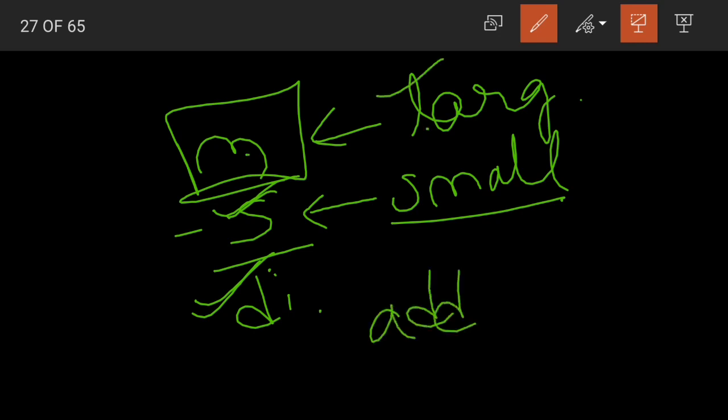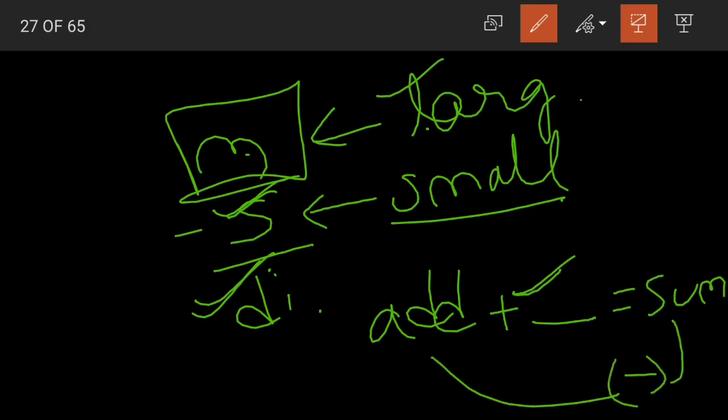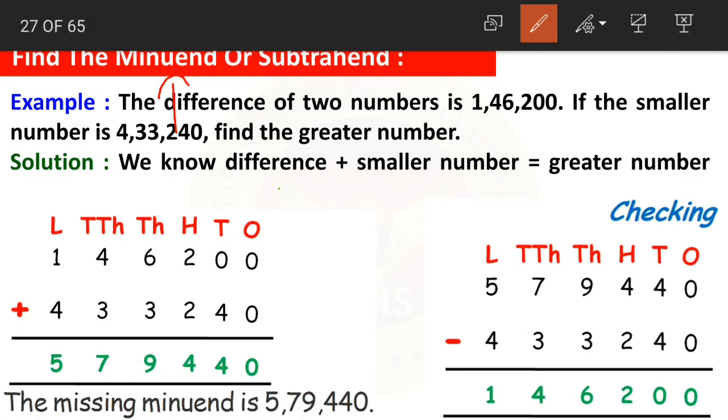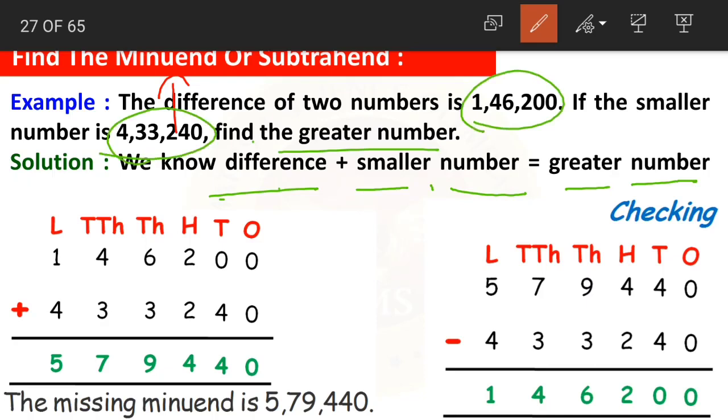Just like in addition, we had one addend and the sum, and we needed to find the other addend. What did we do? We subtracted the addend from the sum. In the same way here, we have the subtrahend and the difference, and we need to find the minuend. The formula: difference plus smaller number equals greater number. We need to add the smaller number and the difference. When we add these two, we will get our greater number.